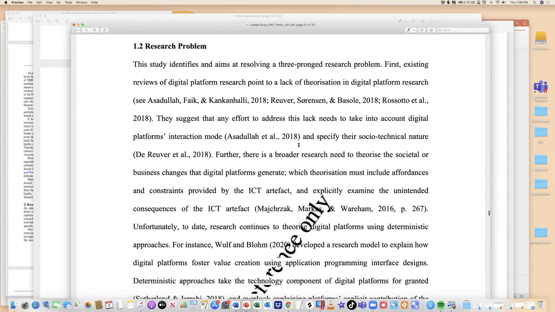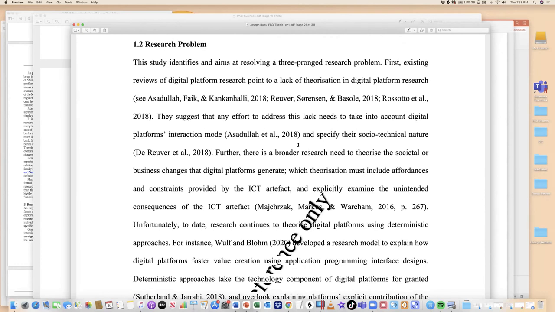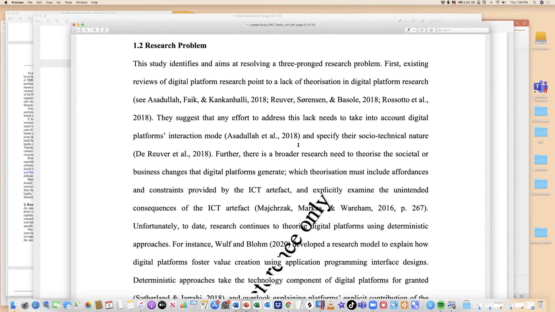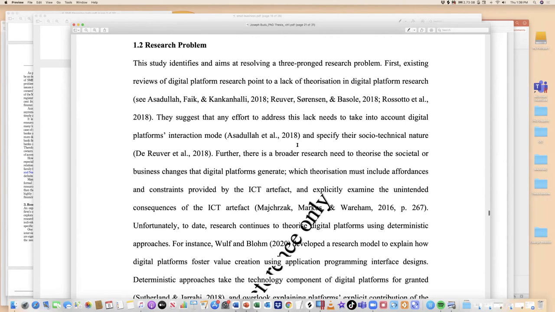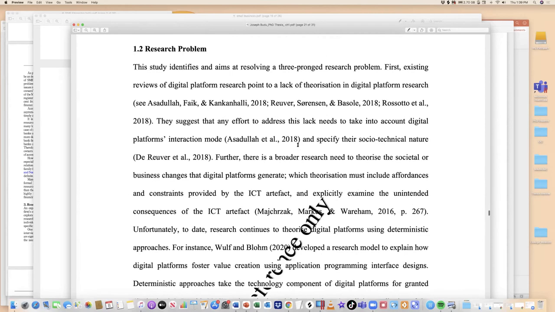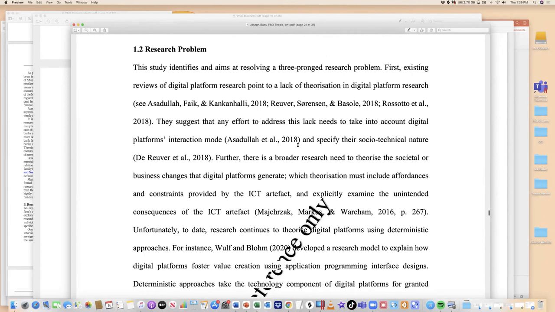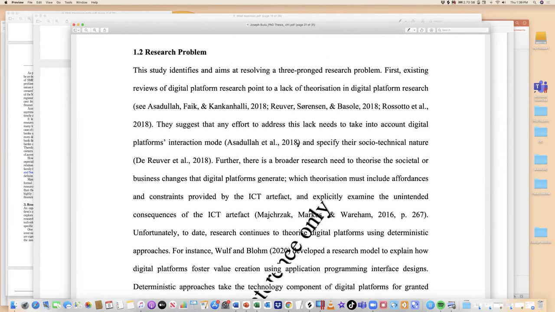So he established the issue at the end of the research background, which is not bad. Some people come and present the whole issue again at the research problem. This study identifies and aims at resolving a three-pronged research problem. First, existing reviews of digital platform research point to a lack of theorization, I mentioned it, in the digital platform research. They suggest that any effort to address this lack needs to take into account the platform's interaction mode.